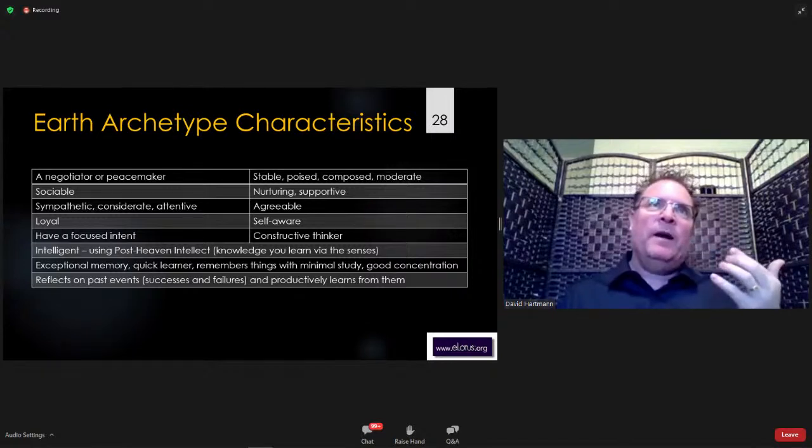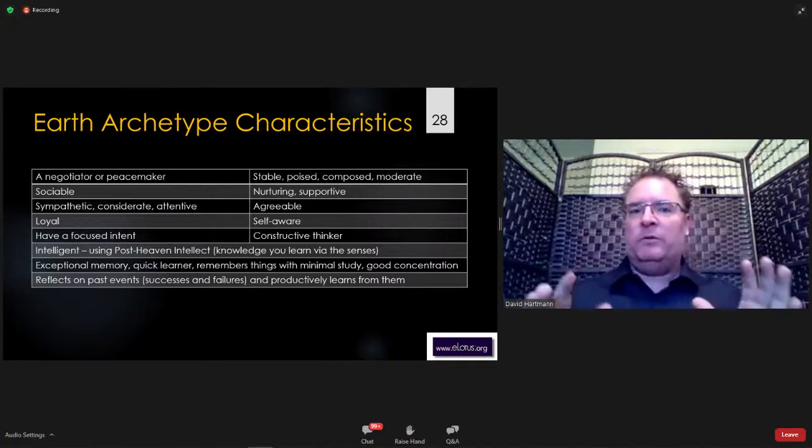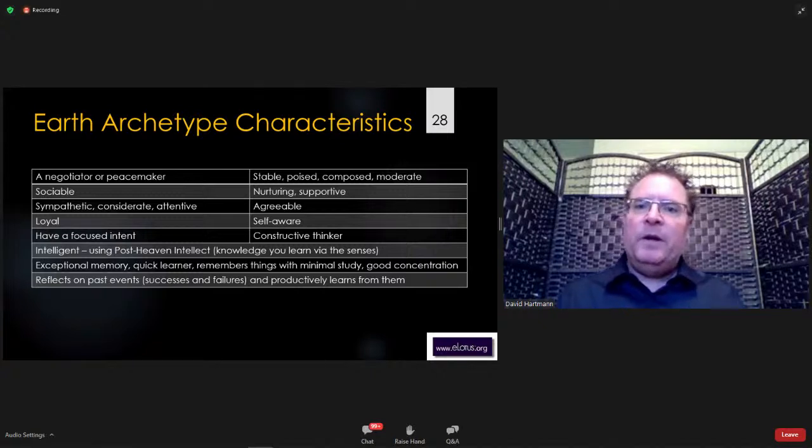So, and then when they've got that focus point with you, that you're their whole world, and they don't look distracted, they don't look away, they focus and concentrate on you. It's a beautiful thing. A stable, poised, composed, moderate, very nurturing and supportive, agreeable, self-aware, and very good constructive thinkers. They're not going to tell you what to do if you're spilling your problems to them, because that's not the way it should be done.